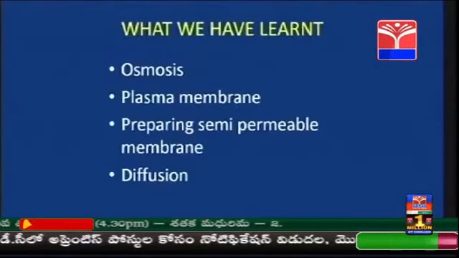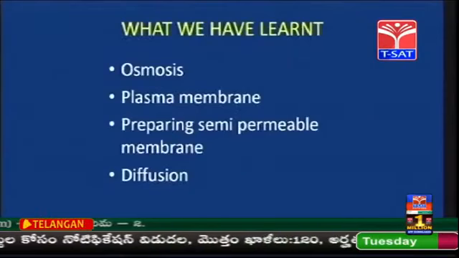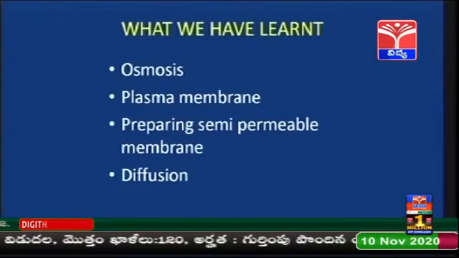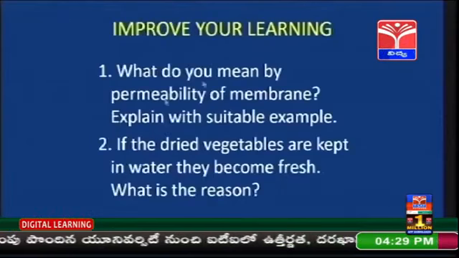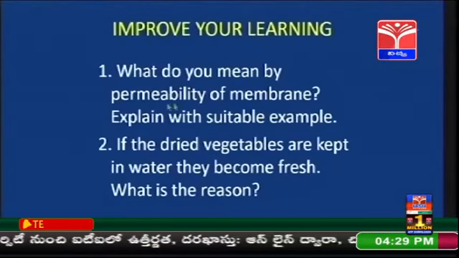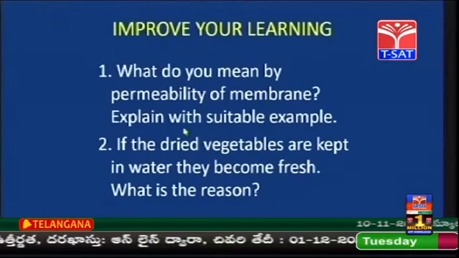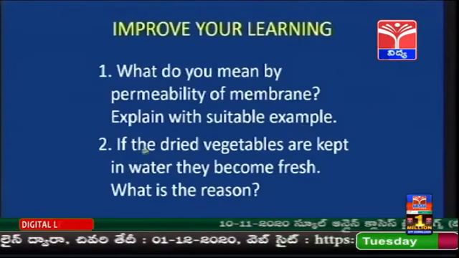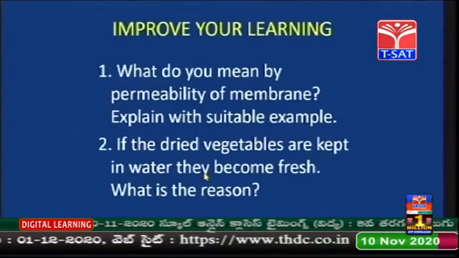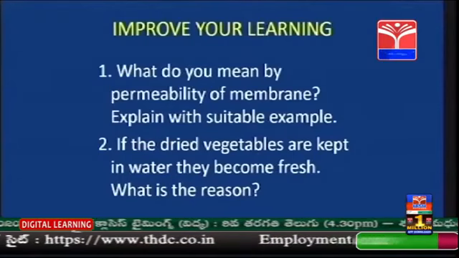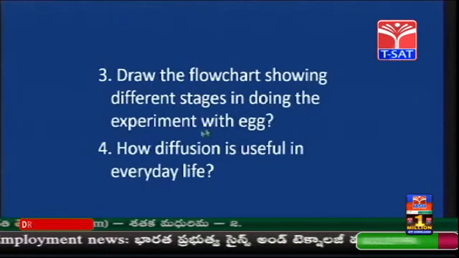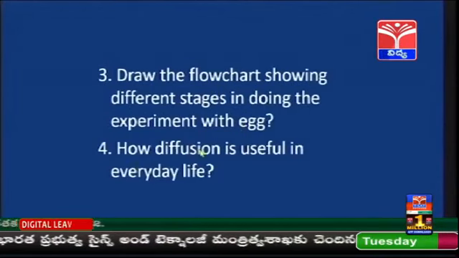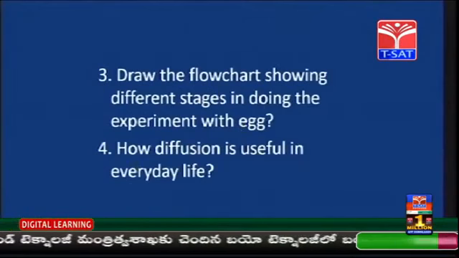So, what have we learned children? Osmosis, the importance of the plasma membrane, preparation of a semi-permeable membrane, and diffusion. So, improve your learning. What do you mean by permeability of membrane? Explain with a suitable example. If dried vegetables are kept in water, they become fresh. What is the reason? Draw the flow chart showing the different stages in doing the experiment with egg. How is diffusion useful in everyday life?